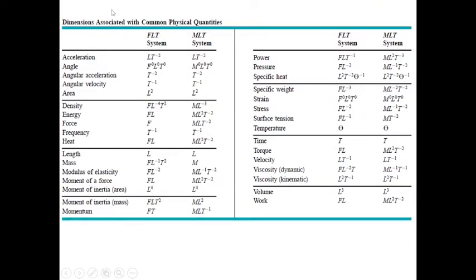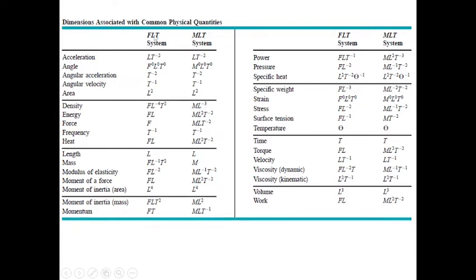So we have dimensions associated with common physical quantities. As you notice here in this table, we have the FLT system and MLT system. So take note, F here makes use of force. F is force. Okay? We know the unit of force can be in Newton, no? It can be in pounds, no? So force is a secondary dimension. Okay? Force is a secondary dimension.